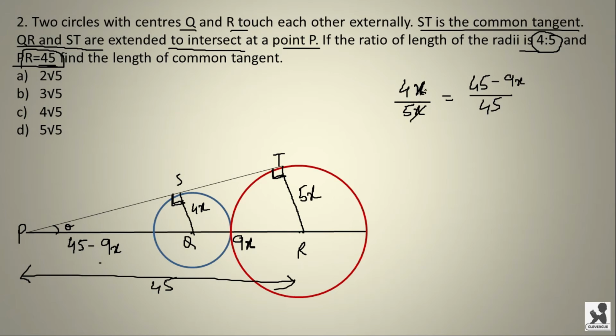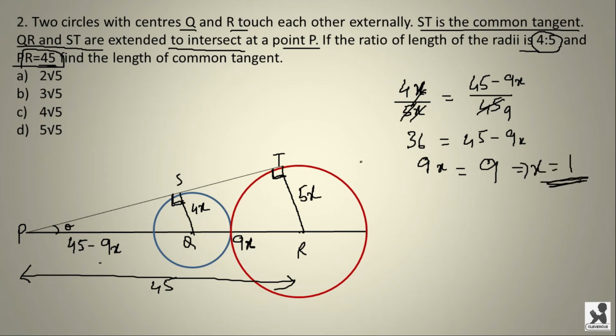So let us solve now. x and x cancel. 5 goes 9 times. Now 36 is equal to 45 minus 9x, and 9x is equal to 45 minus 36, that is 9. So we get the x value as 1. Now we have the radii as 4 and 5 respectively, because the value of x is 1. So we have calculated the value of x and the radii.